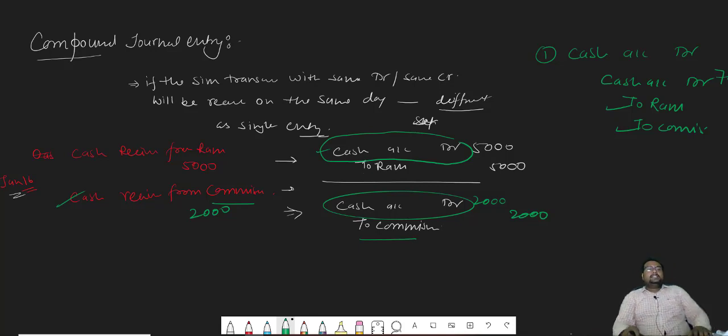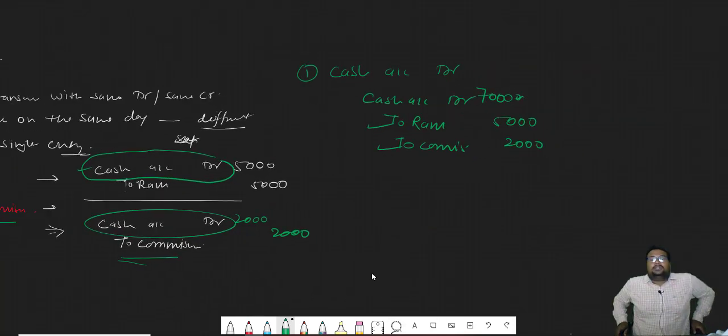Cash received from Ram: cash is coming into the business, debit. Who is giving the cash? Ram is giving the cash, so Ram will be credited. And the second one is cash received from commission. Cash is coming into the business, so cash account will be debit, and it is coming for commission. Commission is our income, revenue, and all incomes, revenues and gains are credited. That's why to commission.